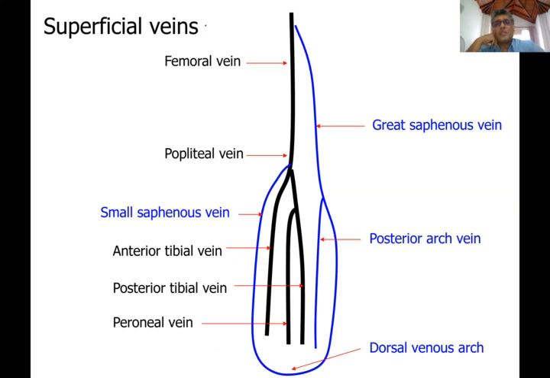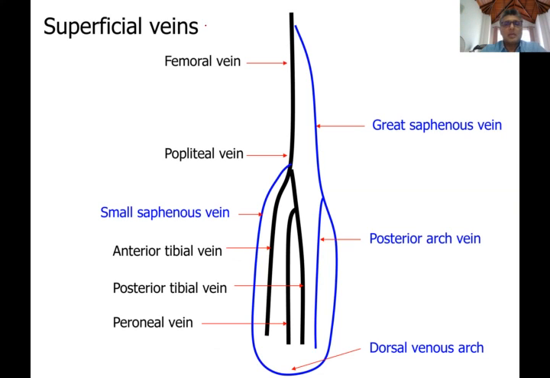Then if you add the superficial veins to the deep veins, where the deep veins are in black and superficial veins are in blue. I followed the diagram given in Chaurasia. Some of you read Chaurasia. It's a very nice diagram as a summary.